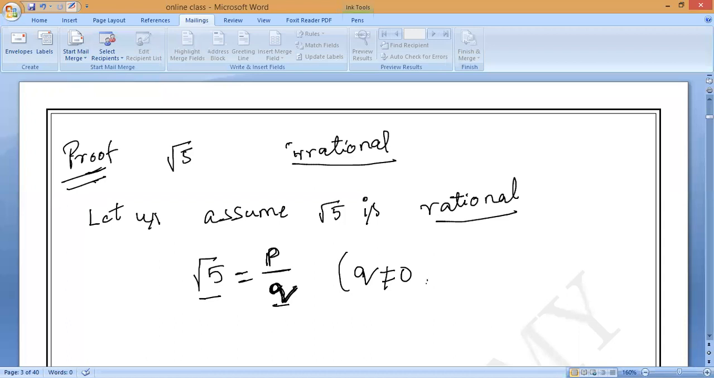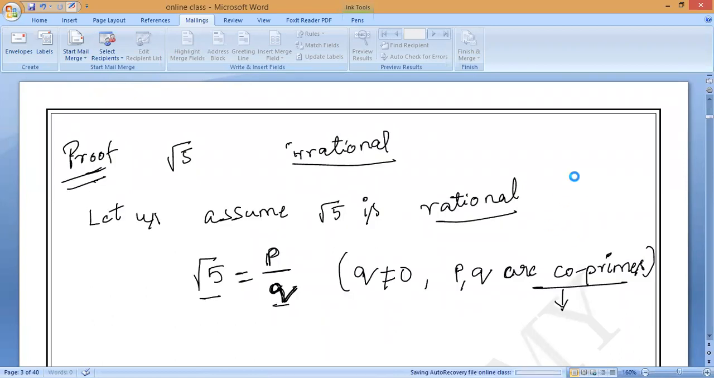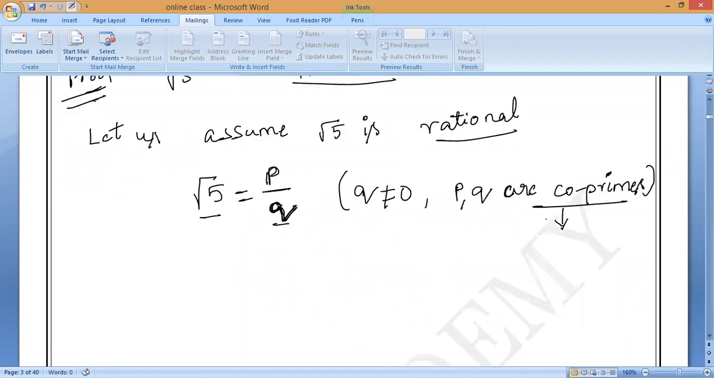Yes, ma'am. So no common factor between P and Q means P and Q are which numbers? P and Q are co-primes. Do you understand? What are co-primes? Definition: co-primes mean they don't have a common factor.